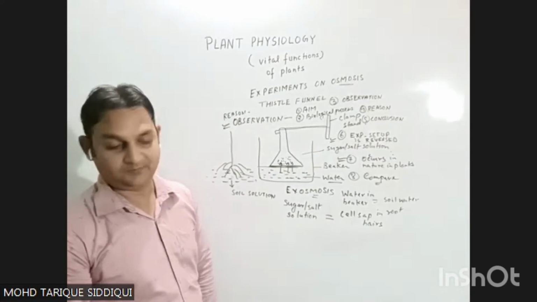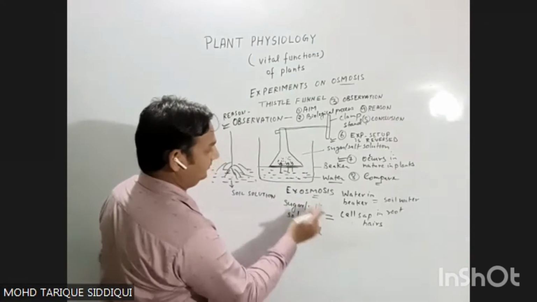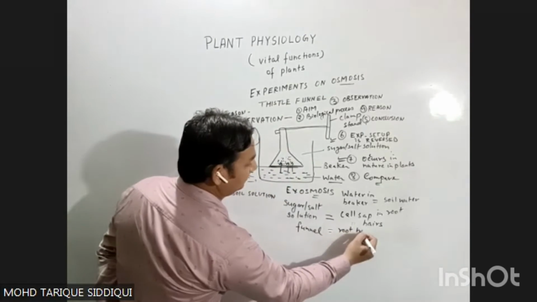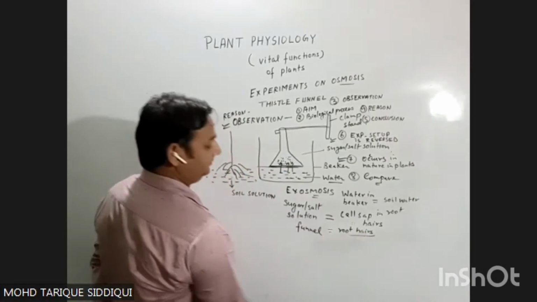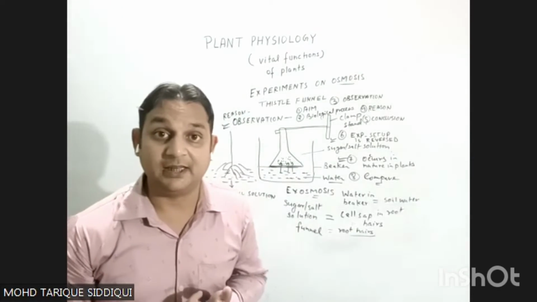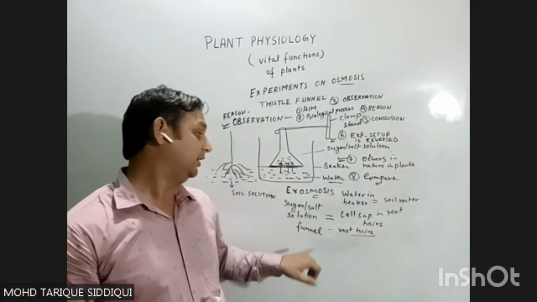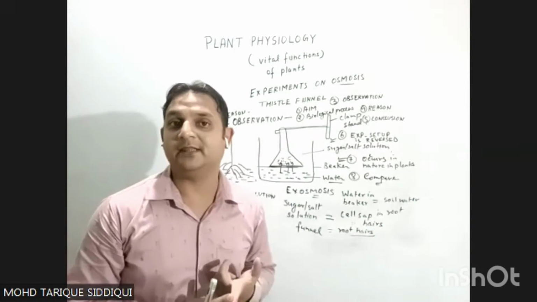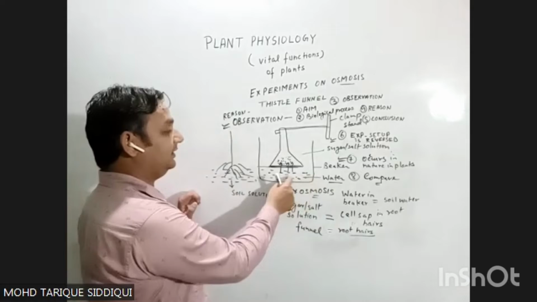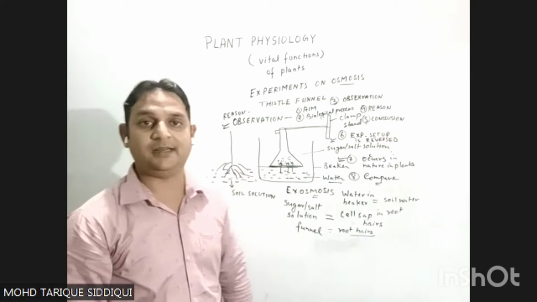And this funnel, holding all these, will be equal to the root hair. The sugar or salt solution is equal to the cell sap in the root hair, the funnel is the root hair, and the water in the beaker is equal to the soil solution. You can see it from here: soil solution, water in the beaker, this thistle funnel, this SPM, semi-permeable membrane. Clear?